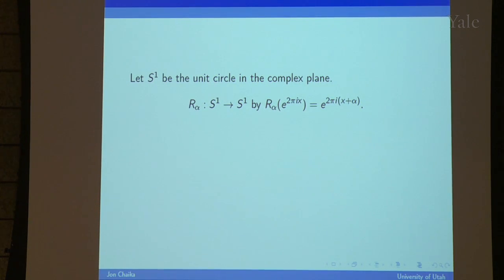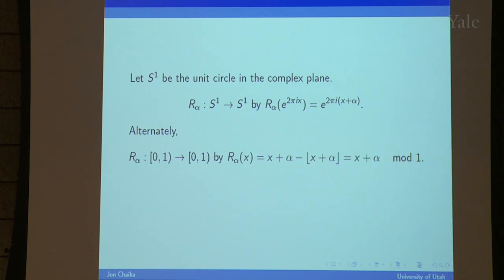But we can, instead of thinking about this, you could just think about x and forget about the e to the 2 pi i. And this is very similar to just a map of the 0-1 interval to itself. Given by shifting everything over by alpha, well, then you might leave the 0-1 interval. So just subtract off the integer part. So this is just x plus alpha modulo 1. Makes sense. So this is one of the first introduced and best understood dynamical systems.